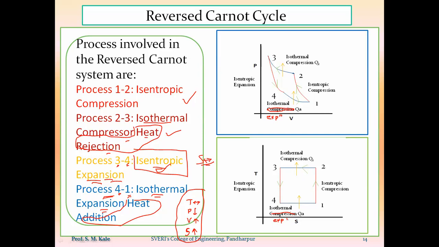Are you getting? So this is nothing but the PV as well as TS diagram of a reverse Carnot cycle. So in the last lecture, we have seen up to this point.